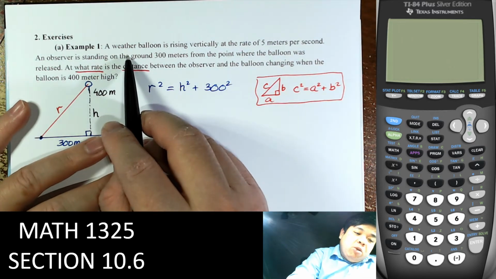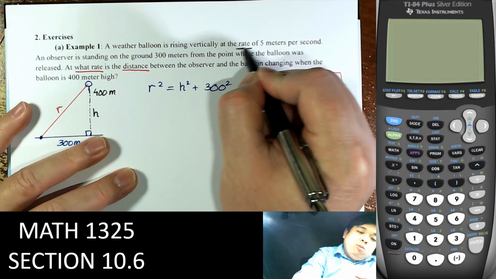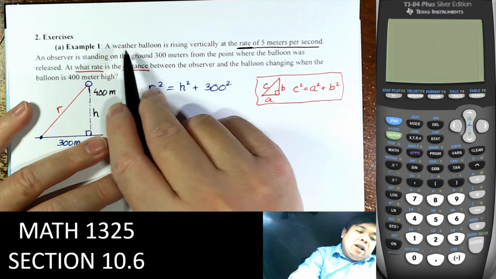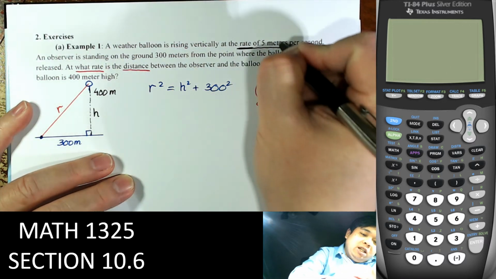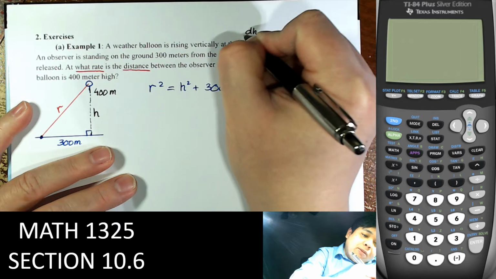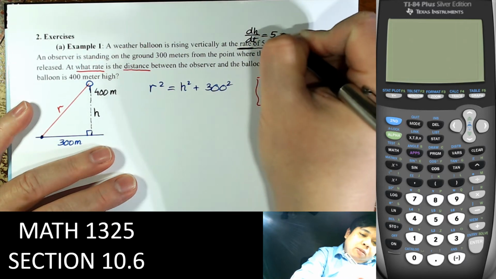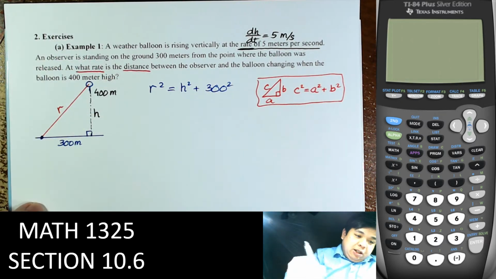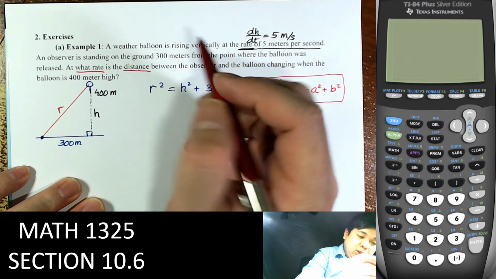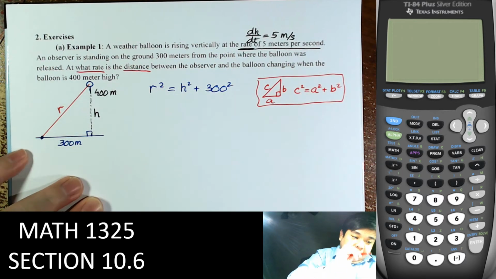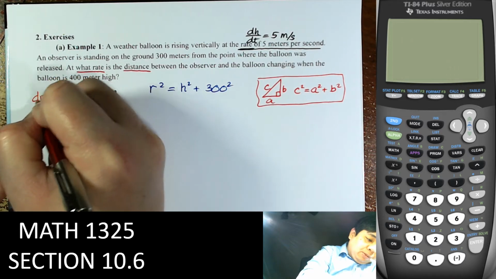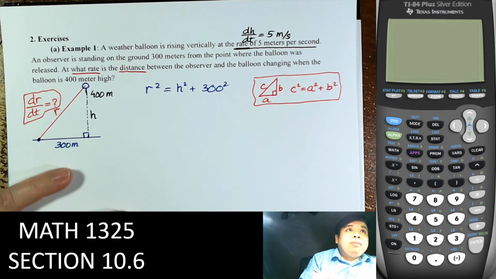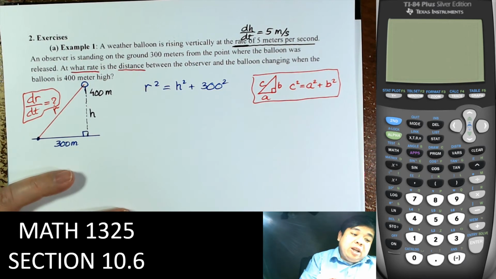The weather balloon is rising at the rate. So every time we see rate, that is derivative with respect to t, and this is 5 meters per second, and the balloon is rising, so this is dh over dt is 5 meters per second. And it's at what rate? So the distance between the observer and the balloon, and what the rate of change of that. So the question is dr over dt is what? And then we just have these scenarios here, right?